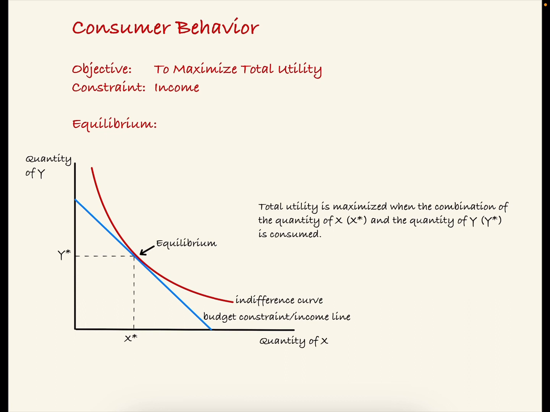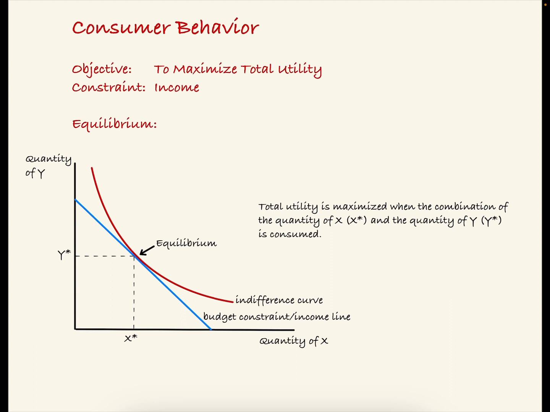Now let's take a look at consumer behavior. We're going to consider both the objective to maximize total utility and the constraint of income. This brings us to equilibrium. Equilibrium is when total utility is maximized, when the combination of the quantity of X, represented by X star, and the quantity of Y, represented by Y star, is consumed.